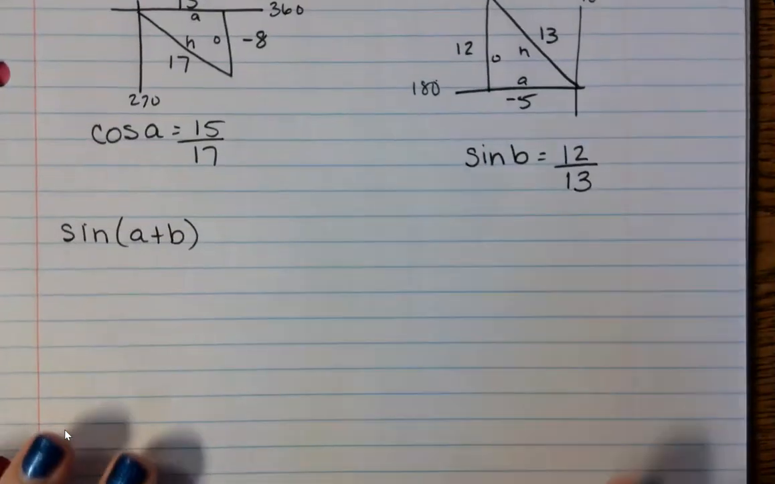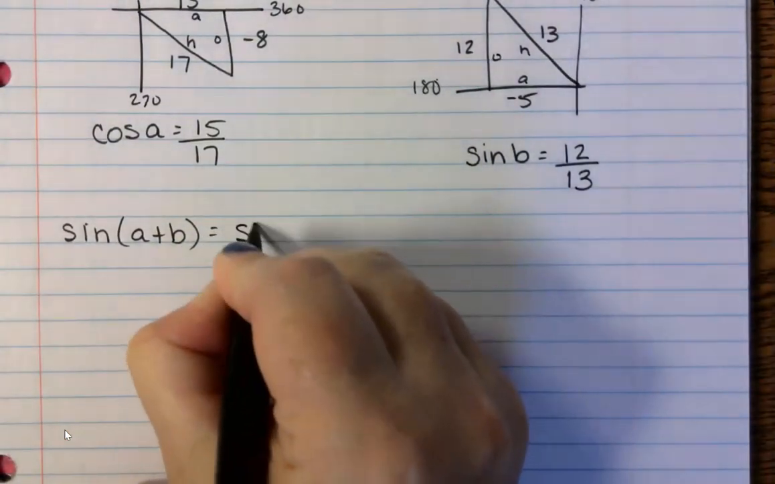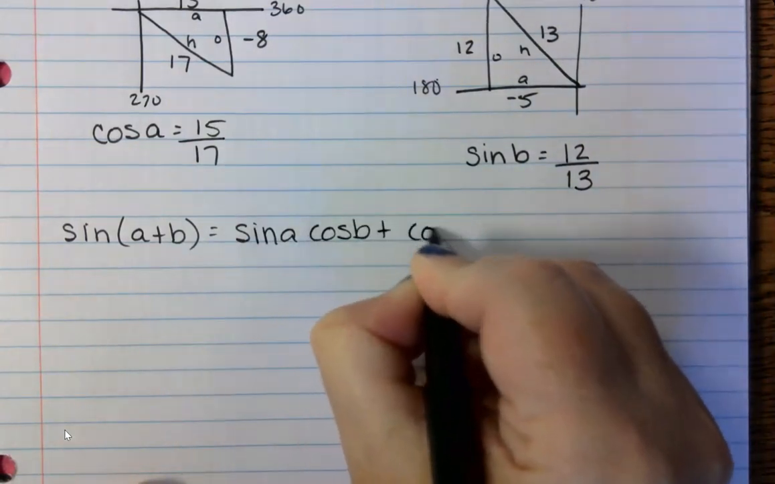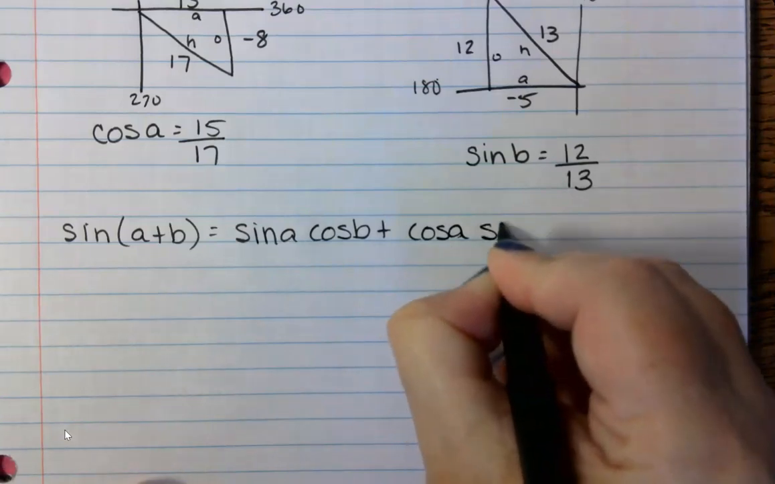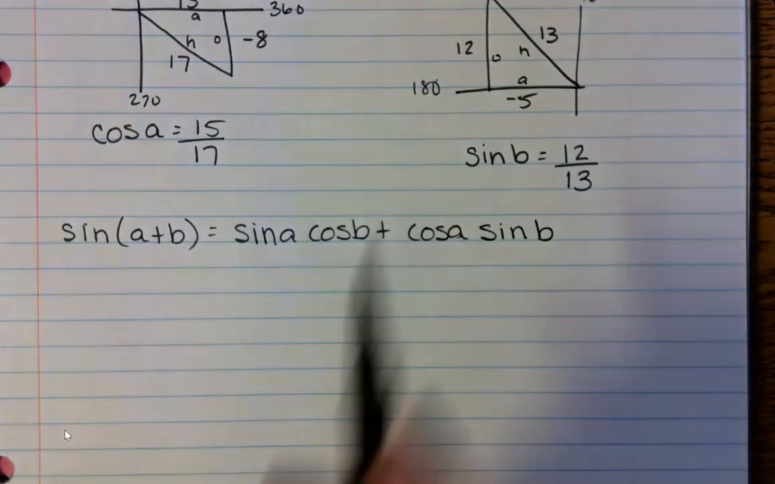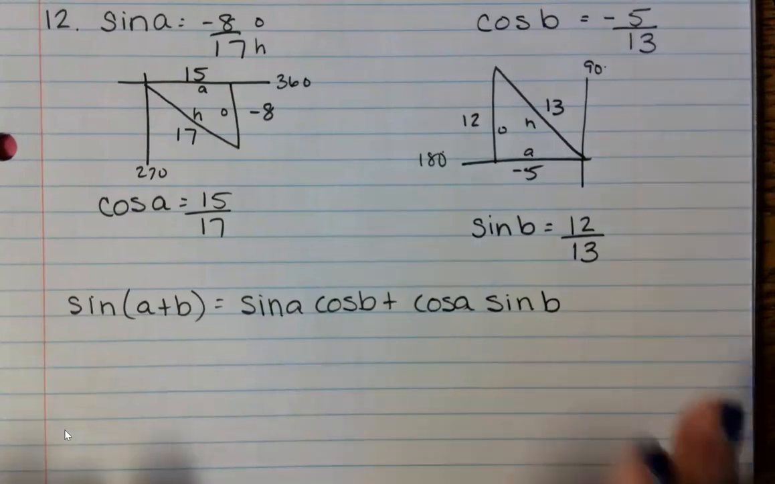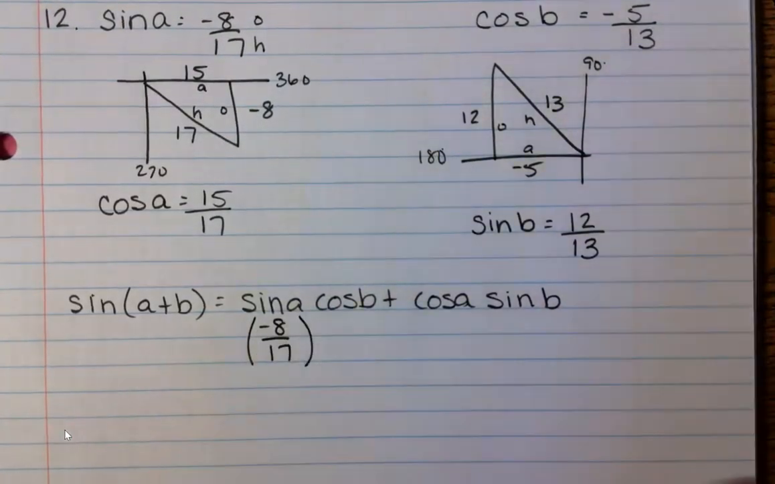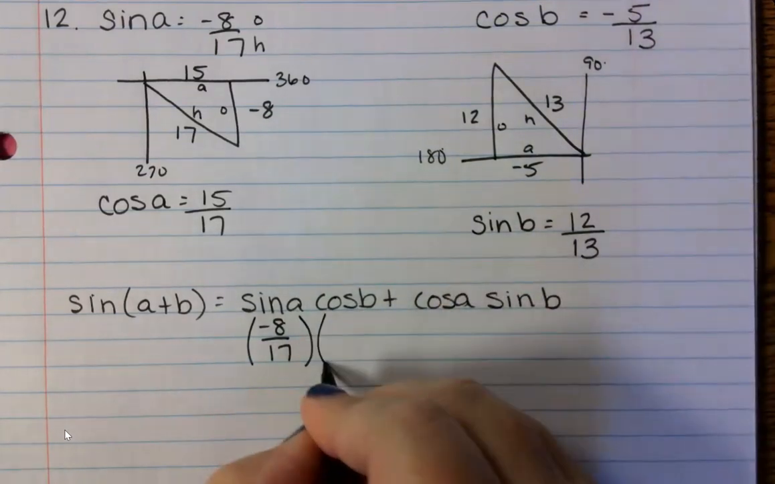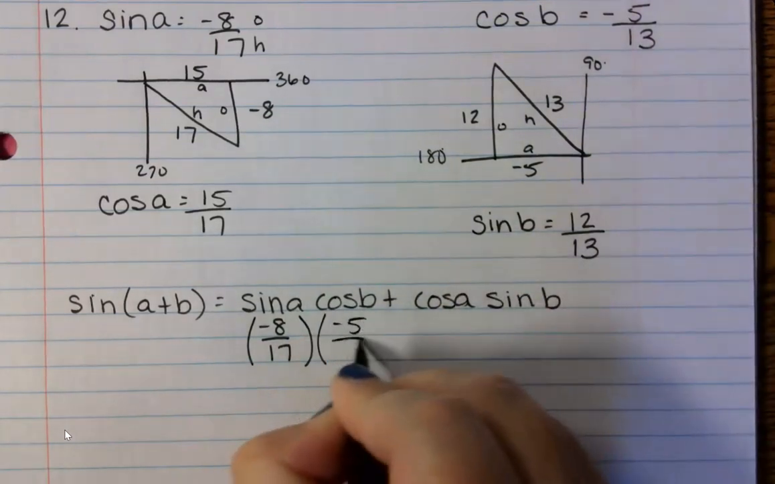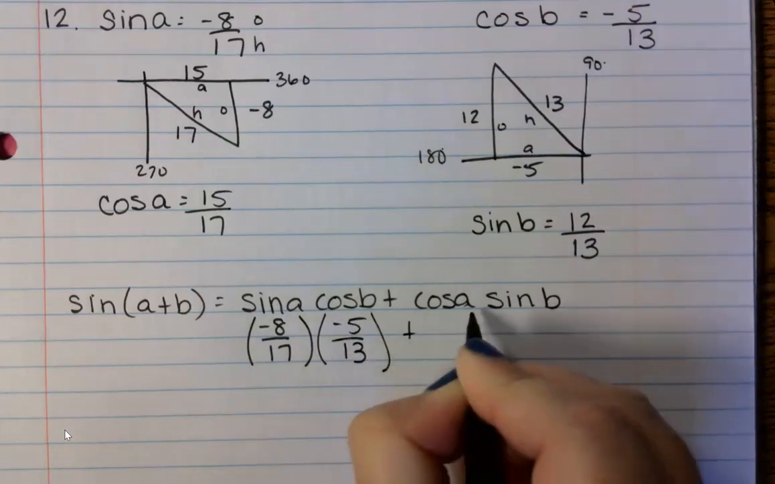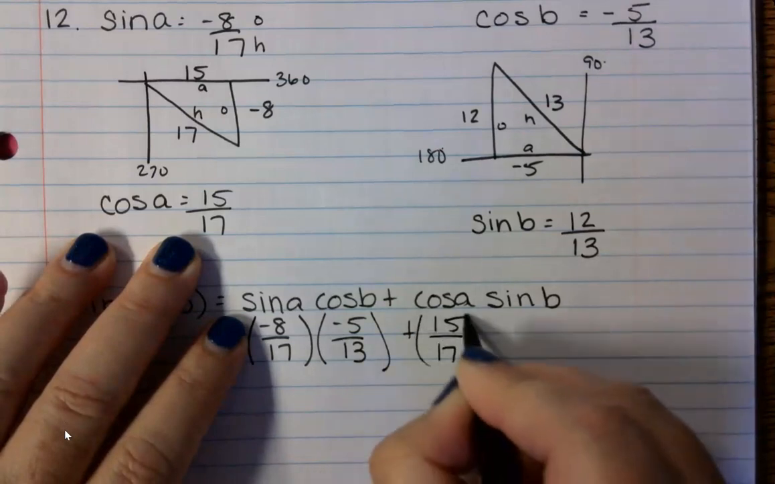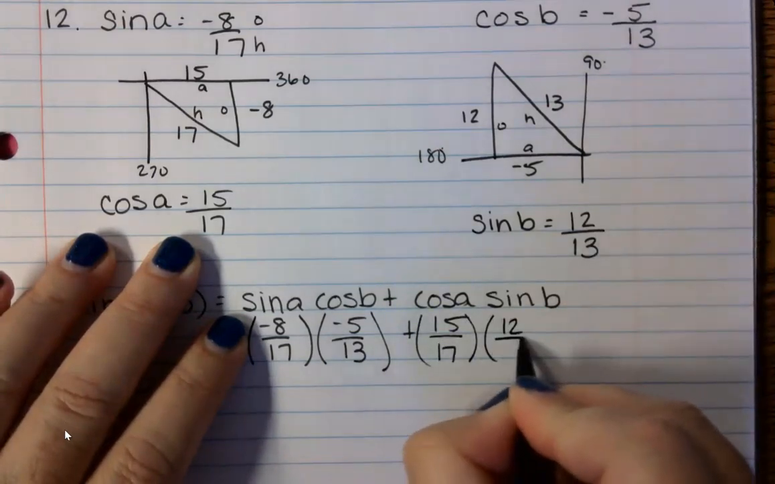Okay, so here we go. Your formula is sine, cosine, cosine, sine. And now we're just going to pick everything off of here. So sine A is -8 over 17. Cosine B is -5 over 13. Cosine A is 15 over 17. And sine B is just 12 over 13.